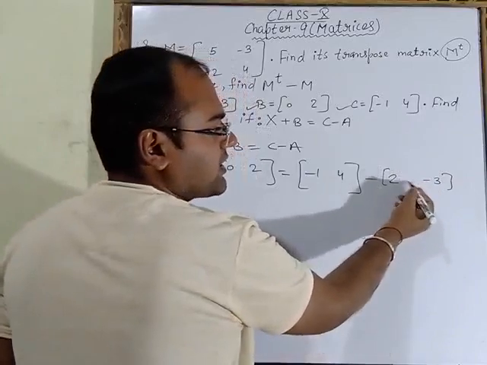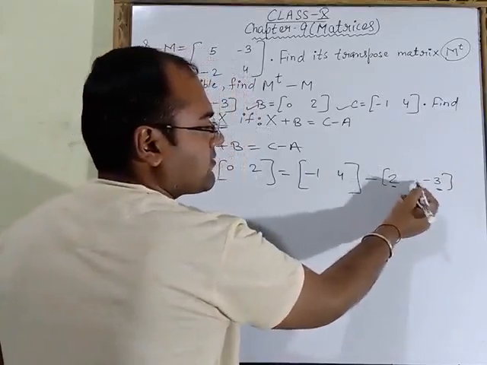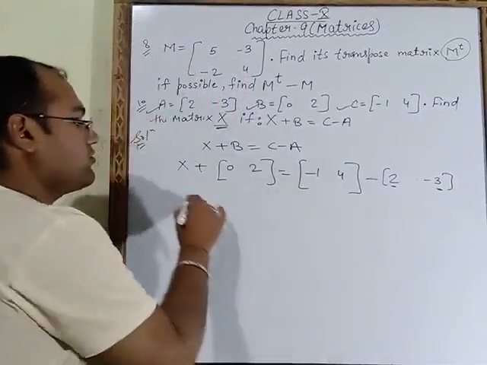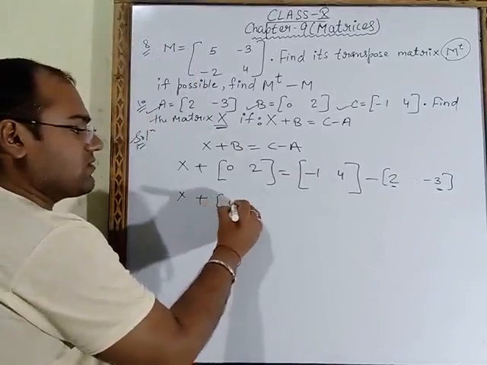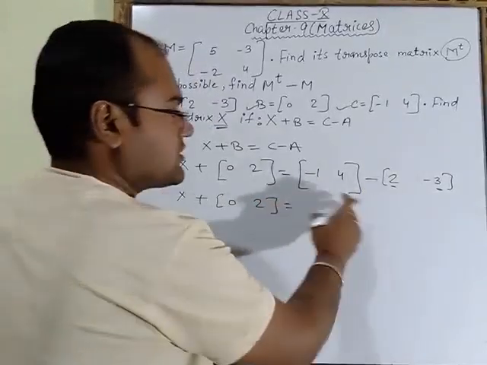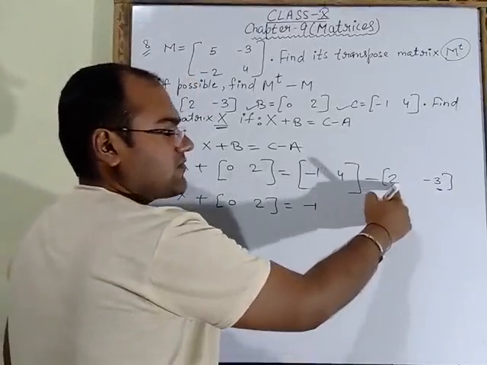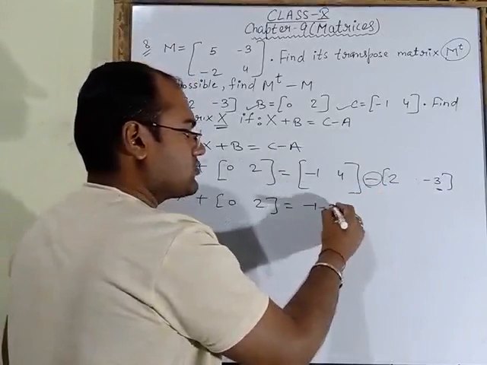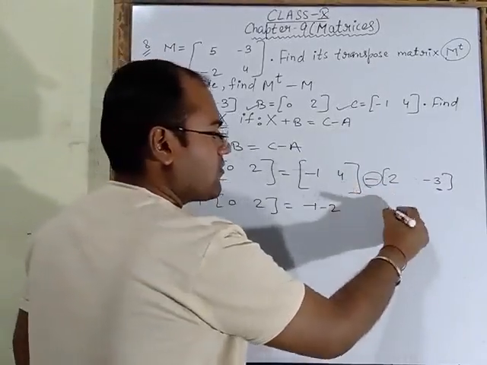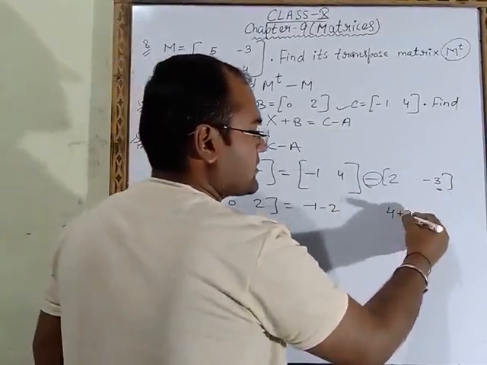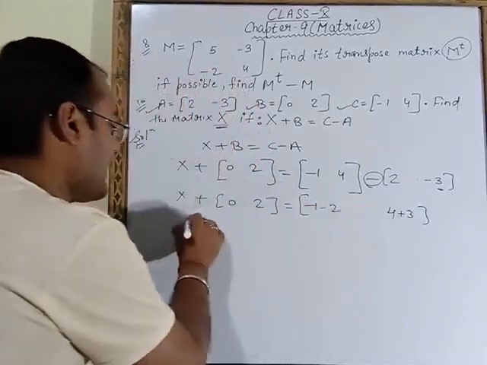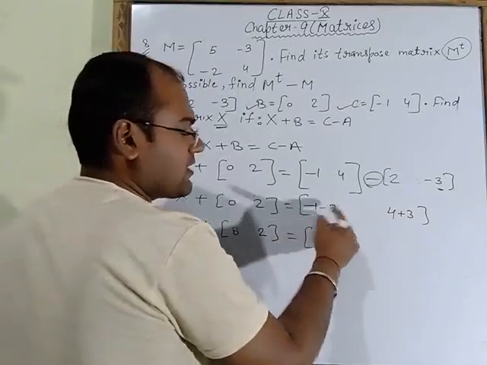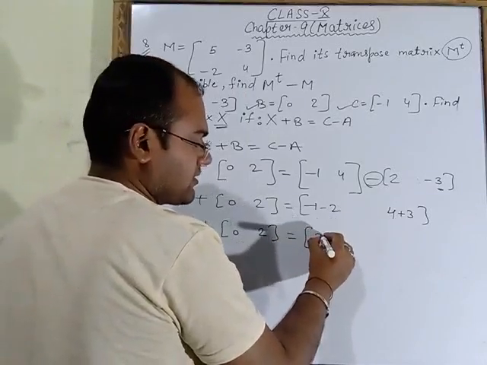Here you have to give sufficient gap. This is the first element, this is the second element. Between two elements you have to give sufficient gap in every matrix. Now X matrix we write as it is. This one also we write as it is. First of all we will solve these two. Minus 1 and here the first element is 2, but the minus sign is coming in between the matrices, so minus 1 and minus 2. This is the first element. Now the second element, 4, minus and minus will become plus 3.